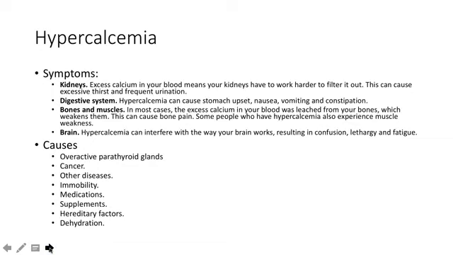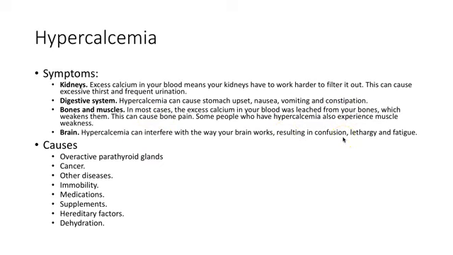Okay, what about hypercalcemia then? So basically some of the symptoms, if you have too much calcium in your blood, your kidneys have to work harder. It can cause excessive thirst, frequent urination. It can cause upset stomach, nausea, vomiting, constipation. Sometimes that happens when people take too many supplements. Bones and muscles: if you have excess calcium, sometimes it's leached from your bones, so that's not good. That can cause bone pain. It can also cause muscle weakness. And it can also interfere with the way your brain works, resulting in confusion, lethargy, and fatigue.